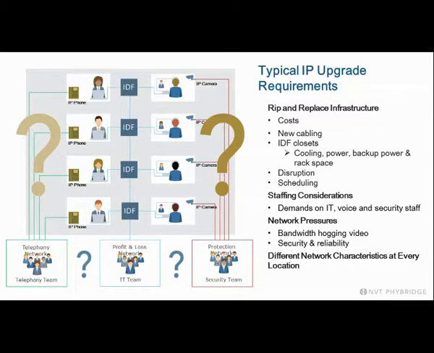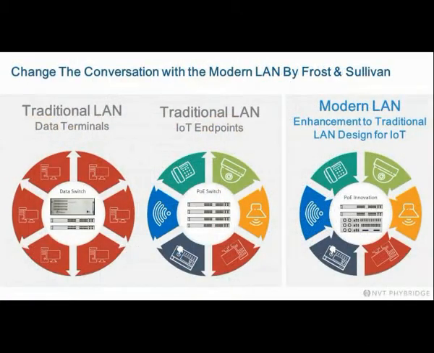As a result of that requirement, customers and organizations are asked to rip and replace that infrastructure, meaning new cabling, additional costs associated with that cable, IDF closet costs, backup power considerations, and then, of course, the disruption to the business and the demands on IT staff. These are things that impact the customers' decisions around moving to the Internet of Things, given this traditional methodology of getting there. How did Frost & Sullivan change this conversation then?